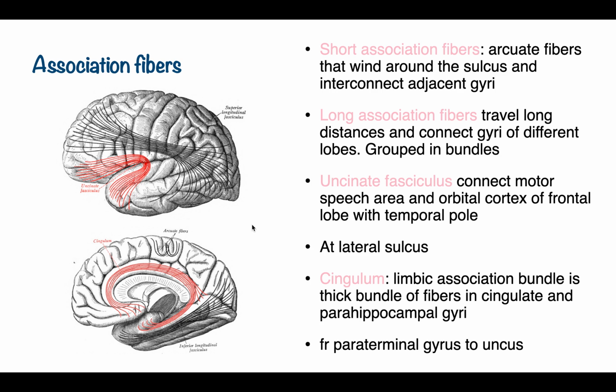The uncinate fasciculus is going to connect the motor speech area and the orbital cortex of the frontal lobe along with the temporal pole. And the cingulum is the limbic association bundle, and it's in the cingulate and the parahippocampal gyri. So it will go from the paraterminal gyri to the uncus.